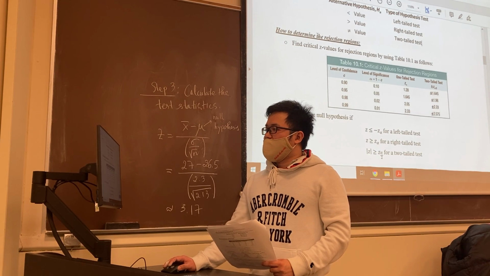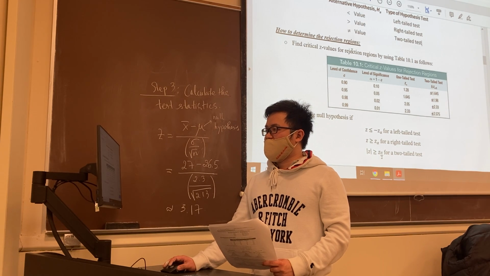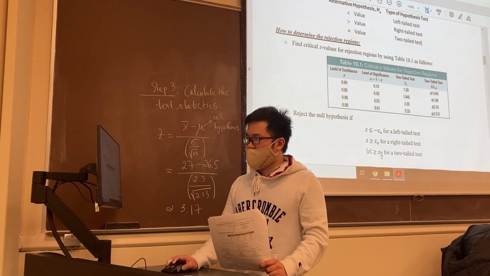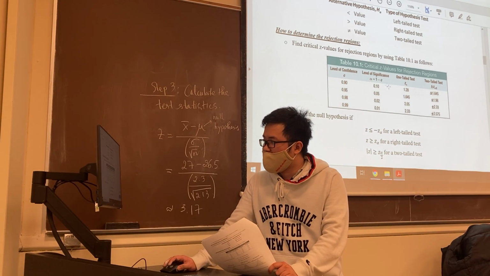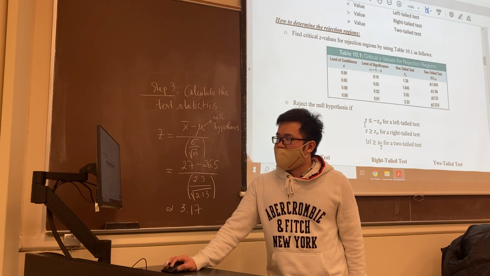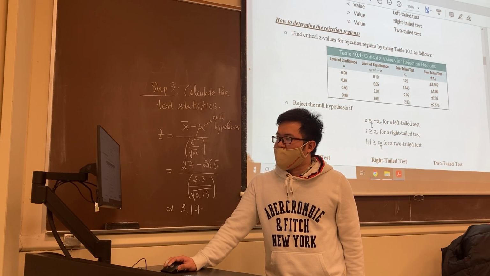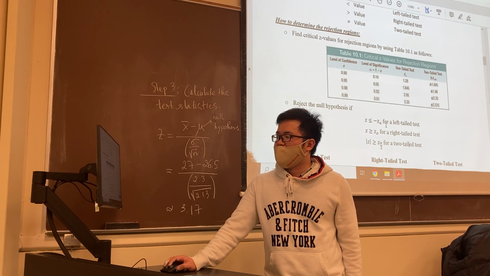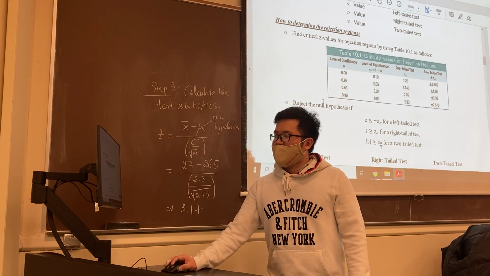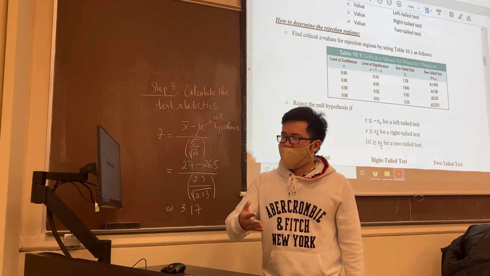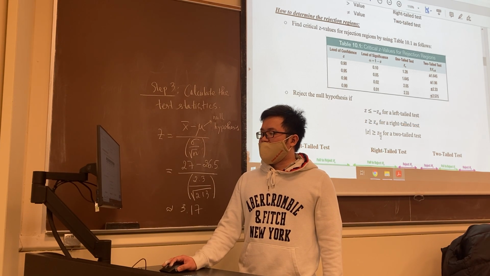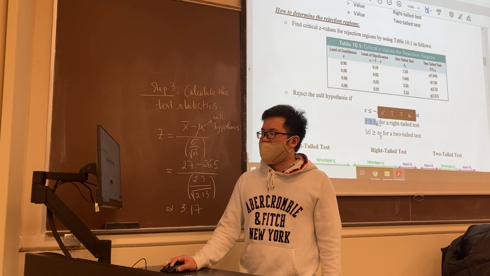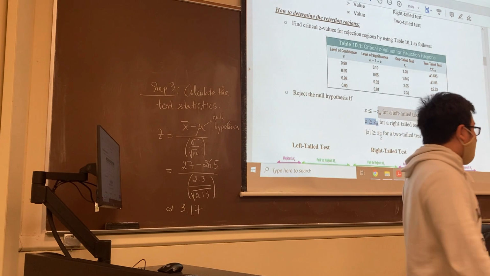Now, how to determine the rejection region? After we finish step 3, we need to find the critical value. You use the table to find the critical value. After that, we look at the conditions. If z is less than negative z alpha, then we reject the null hypothesis. If z is greater than z alpha, we reject the null hypothesis. It depends on the question. Now this is the right tail test, so we need to check if z is greater than z alpha.